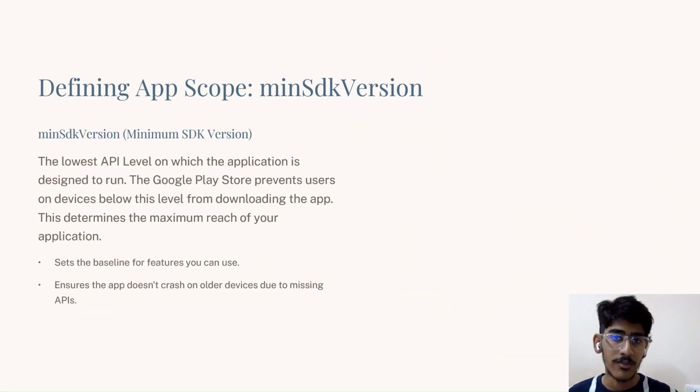Within the Android manifest, two attributes define your application's operational scope and behavior: the minimum SDK version and the target SDK version. The minimum SDK version indicates the lowest API level your app supports. Devices running versions older than this value cannot install the app. This prevents runtime failures due to missing features.